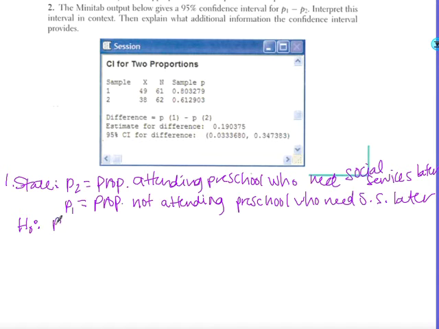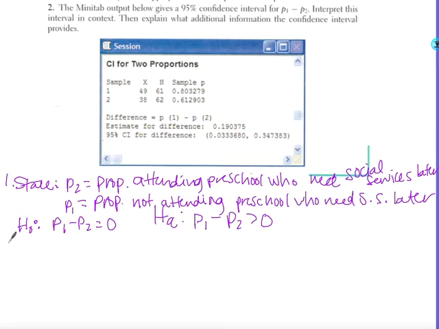So our null hypothesis would be P1 minus P2 equals 0. What that basically would mean is that going to preschool has no effect, so that's where the 0 comes in. So remember, you're taking the difference of these two, so you're basically saying that it doesn't matter whether you get preschool or don't get preschool. The alternative hypothesis is P1 minus P2 is greater than 0.